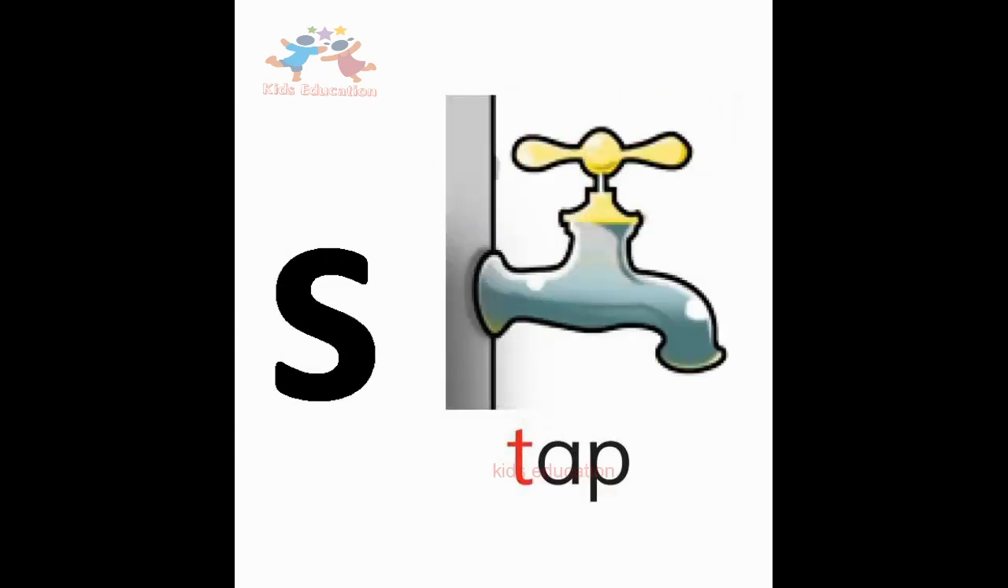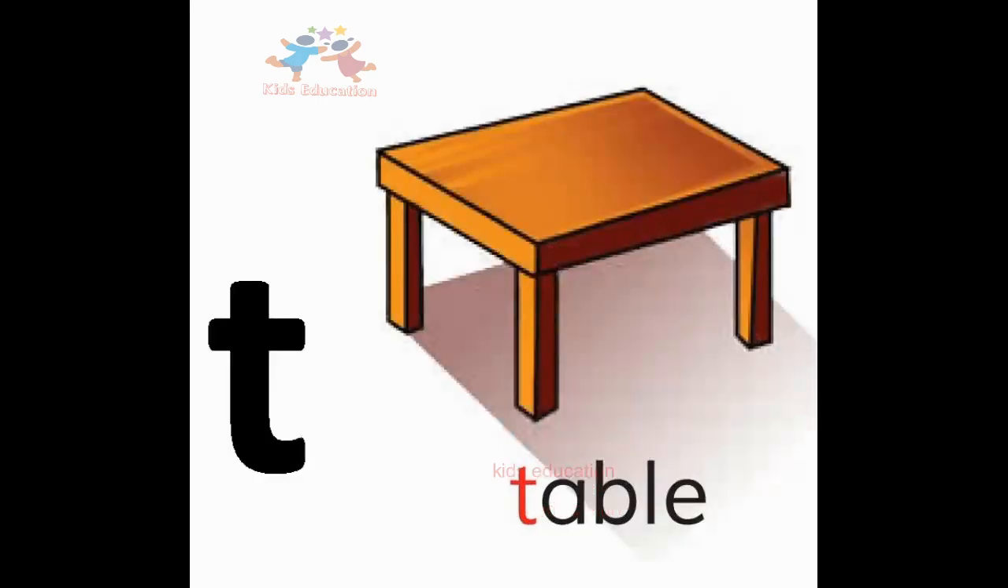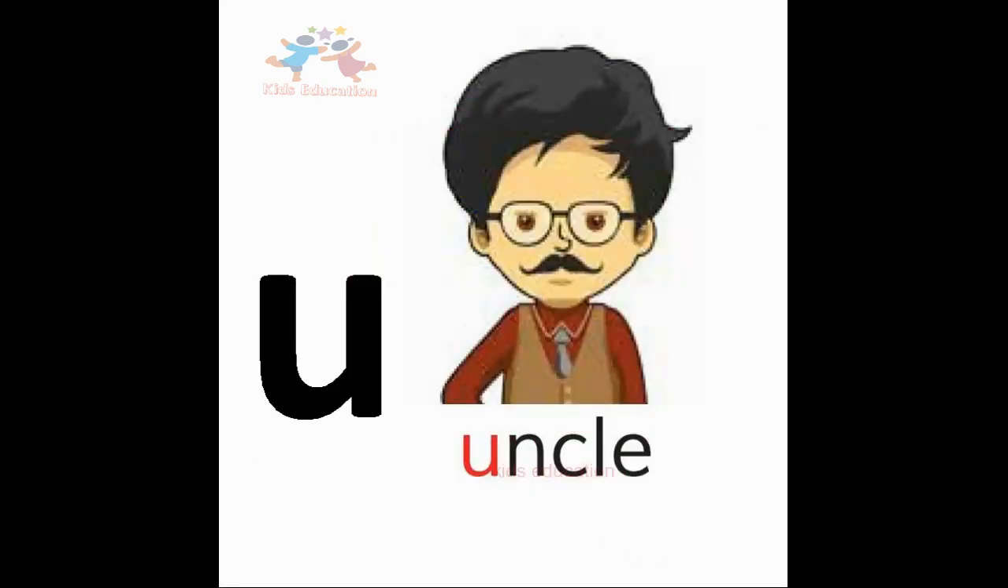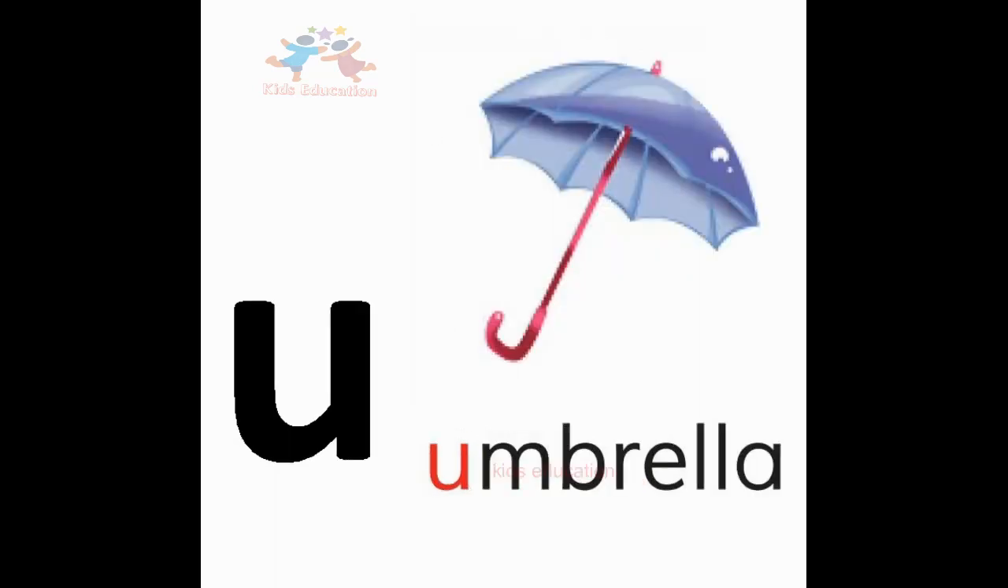T for tap, tap meaning tutti. T for table, table meaning maze. U for uncle, uncle meaning chacha. U for umbrella, umbrella meaning chhatri.